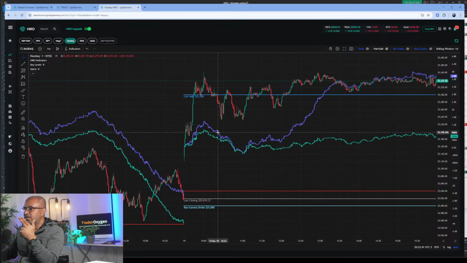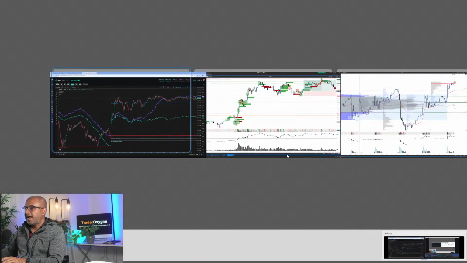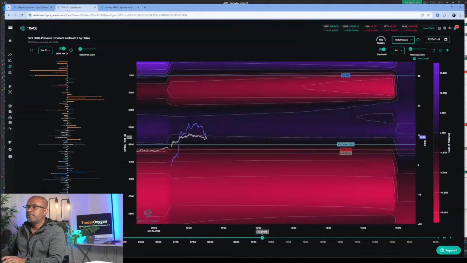So the dealer hedging from bearish now shifted to bullish. This purple color line and the green line: the green is the 0 DTE dealer hedging, and the purple is the full one including 0 DTE as well, and future contracts, but this one is 0 DTE. You can see both of them started going from down to up, which gives us a positive sign that the dealer hedging now moved from bearish to bullish. And at 11:30, if you look at the trace chart, these are extra confluences.